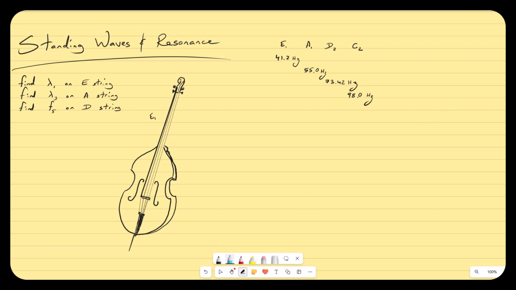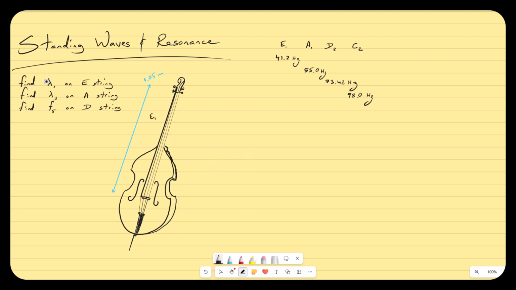Now we do need a little bit more information. And the big piece that we need is the length of the string. So the length of the string from here to here is about 105 centimeters, so 1.05 meters is that length. So let's give this a shot.